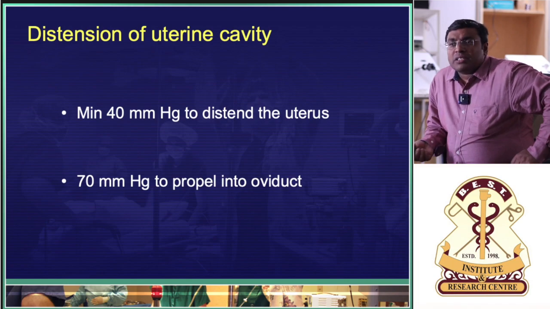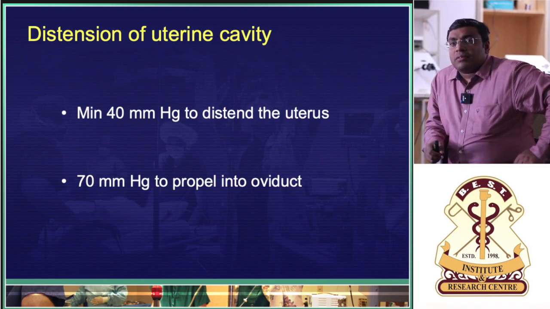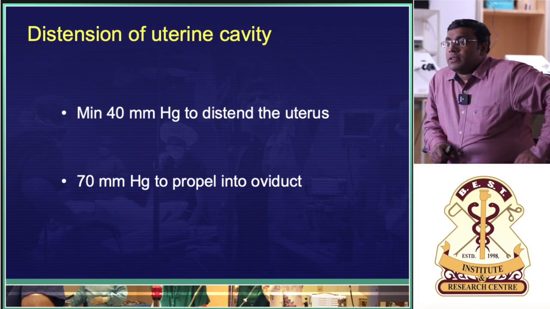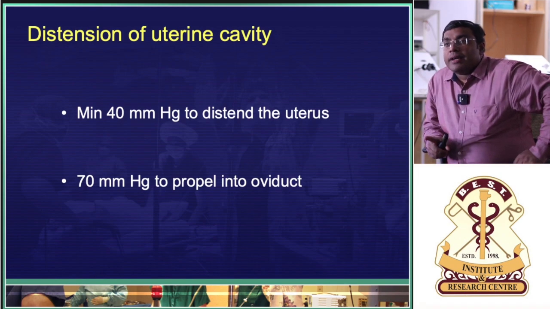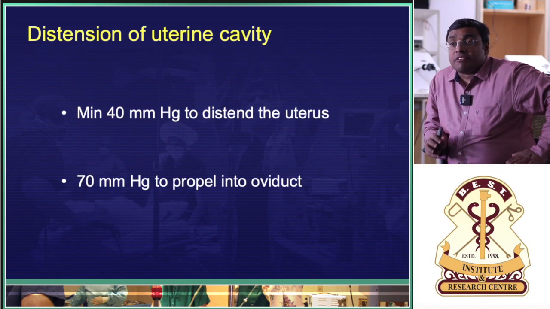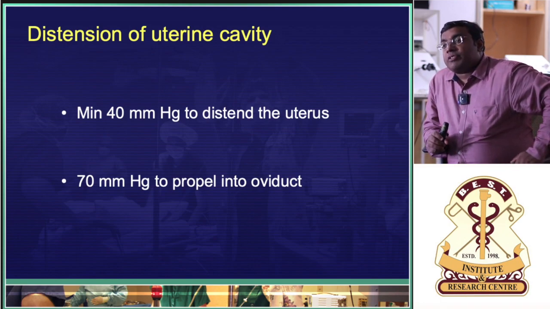A TURP set is nothing but just the cable. You hang a 1 liter saline bottle 1.5 meters above the patient's waist level, and that will produce a pressure of around 40.